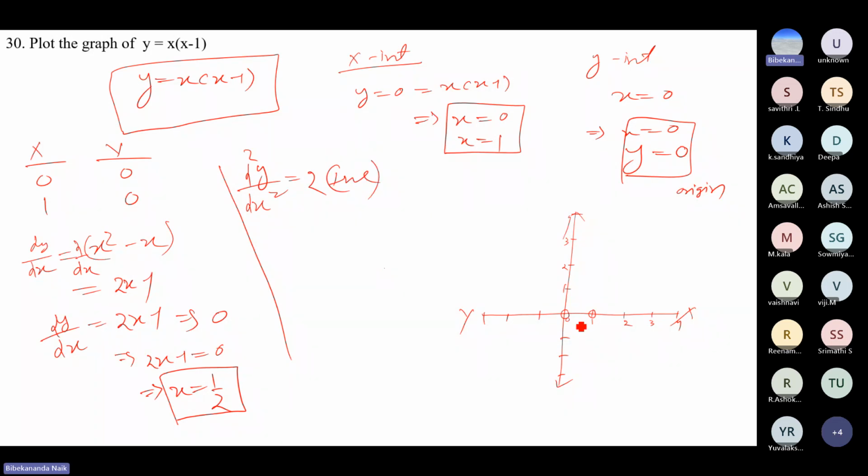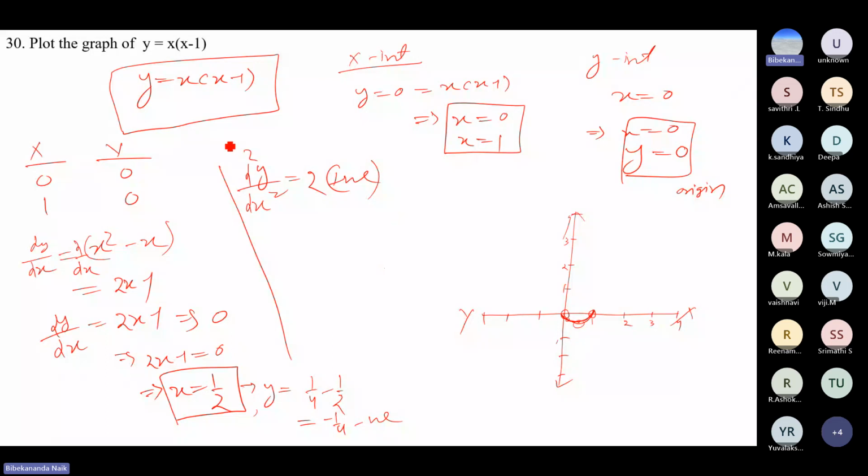Between 1 and 2, when we compare at x equal to half, what will be the value of y? At x equal to half, the value of y will be x square minus x, so 1 by 4 minus 1 by 2, so it will be minus 1 by 4. So it will be negative. So it will be somewhat lying here. So this is 1, then it will be 1 by 4. Suppose this point is here. So the graph will be like this between 1 and 2.